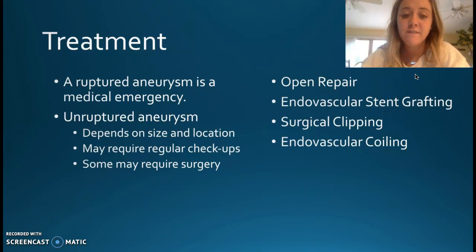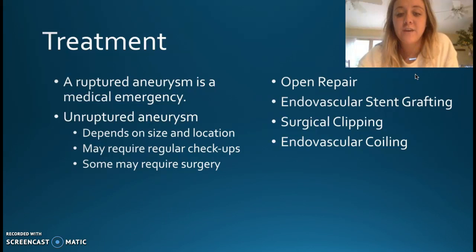Endovascular stent grafting is another procedure that you can do, and this is done without making a large cut in your abdomen. The benefit of this is that the recovery is much faster. For thoracic aortic aneurysms, regular monitoring is the standard treatment for smaller sized aneurysms.